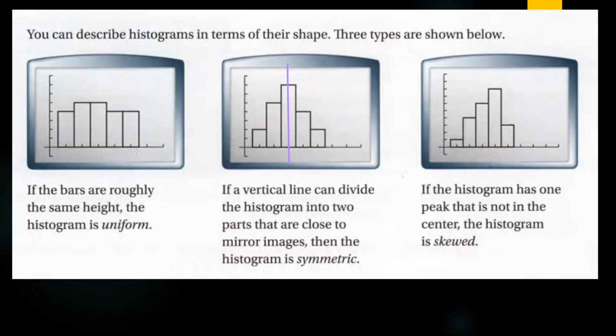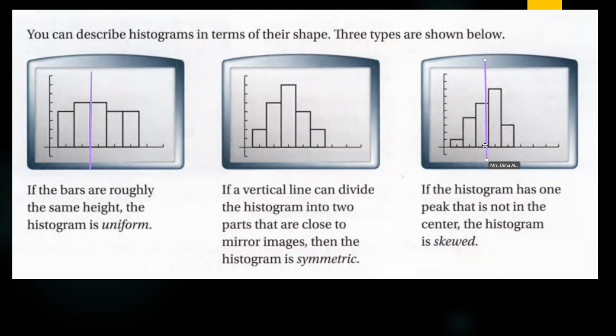Here, if you draw a vertical line, you will find that it's uniform. They have the same height. The second one, the first half is the same as the second half, so we say it's symmetric. And the third one, if you draw the vertical line, you will see that the peak or the maximum of the data is not at the middle, so we can say it's skewed. These are the types of histogram.